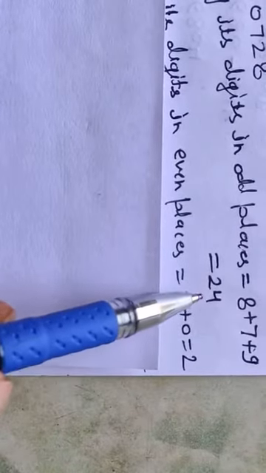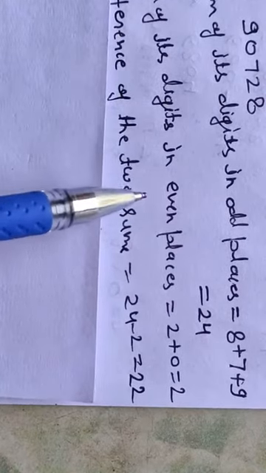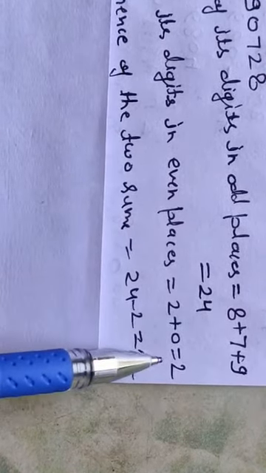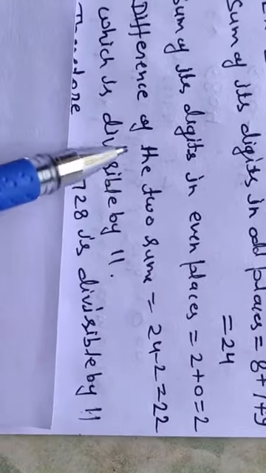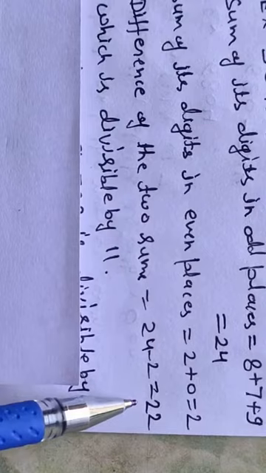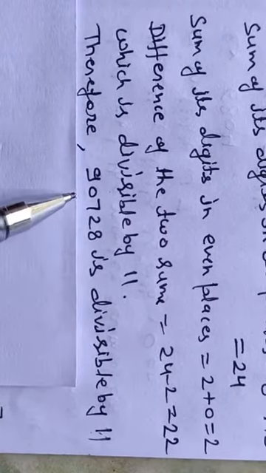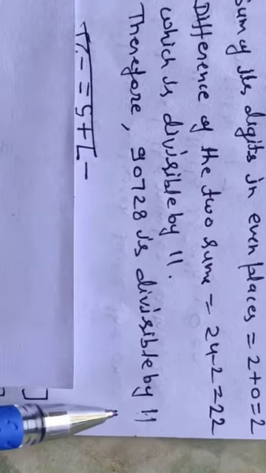Okay, so the sum of its digits in odd place, 8 plus 7 plus 9, is equal to 24, and the sum of its even place digits, 2 plus 0, is 2. Now we will find the difference. The difference of the both sums, 24 minus 2, is equal to 22, and 22 is divisible by 11. So the given number is divisible by 11.